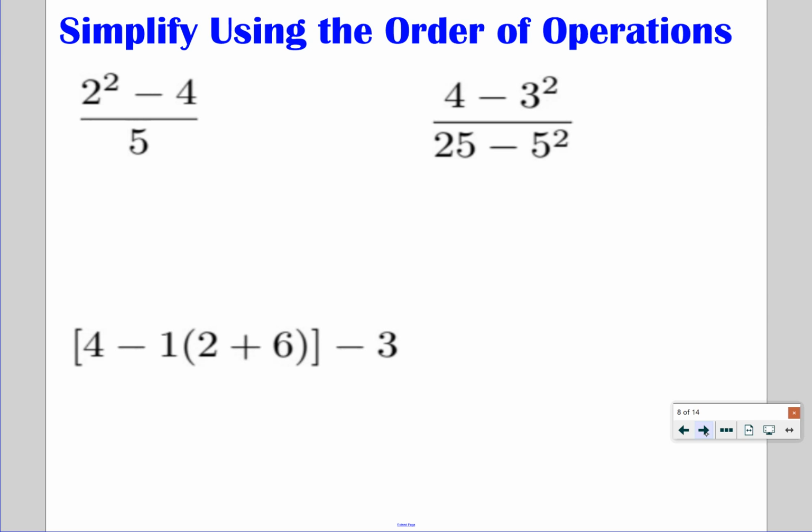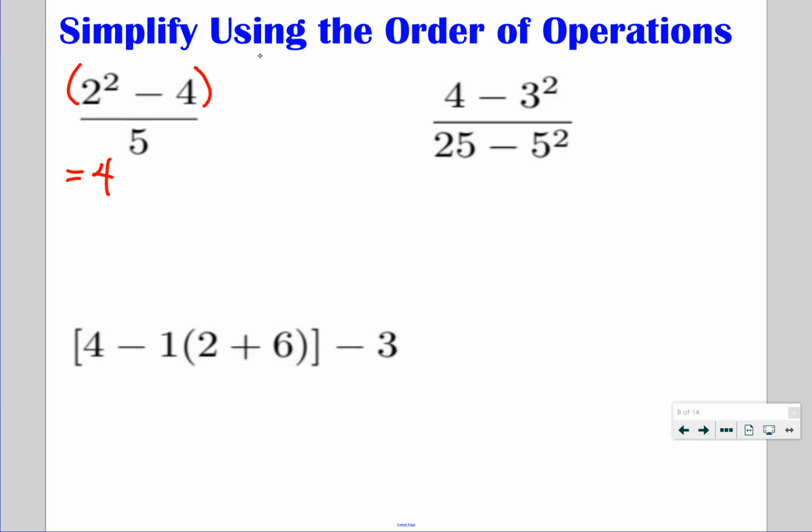If you have a fraction, we kind of talked about this earlier, treat the numerator and denominator like a parentheses. You want to simplify the entire numerator first, the entire denominator second, and then divide at the very last step. Within the parentheses I've written there, the first thing I can do is exponents. 2 squared gives me 4.